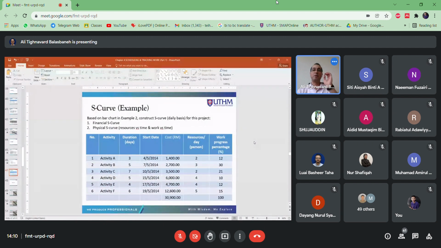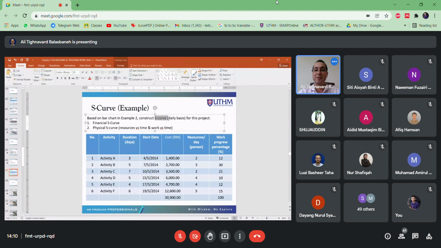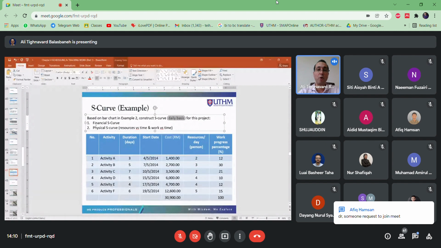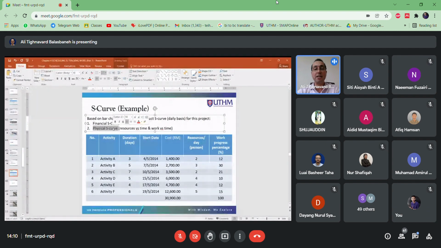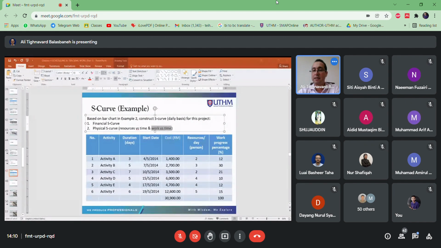Now let's have an example. It's clearer when we see the issue in an example. Based on the bar chart in the previous example, construct the S-curve on a daily basis for this project, for the financial S-curve and for the physical S-curve. The physical S-curve is based on resources, time, and work time. So let's see what is going on when we draw it.